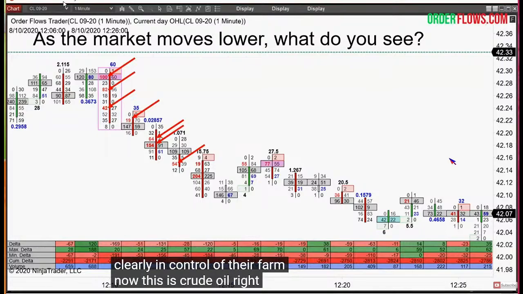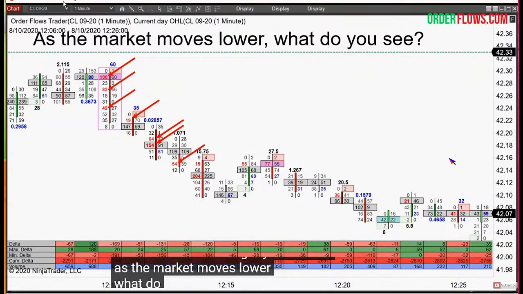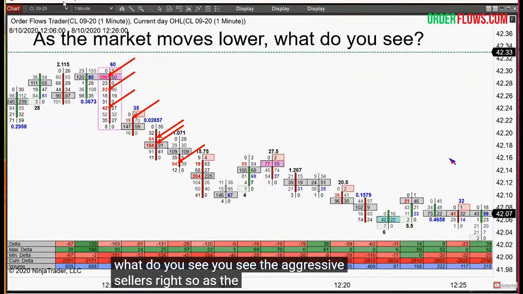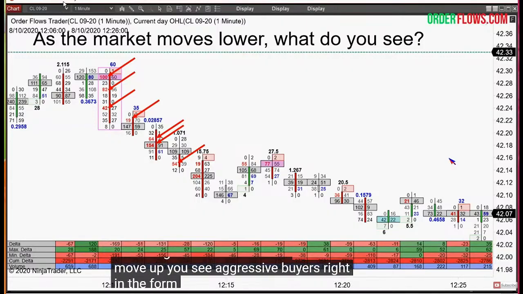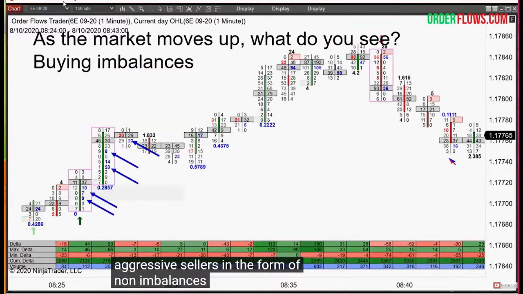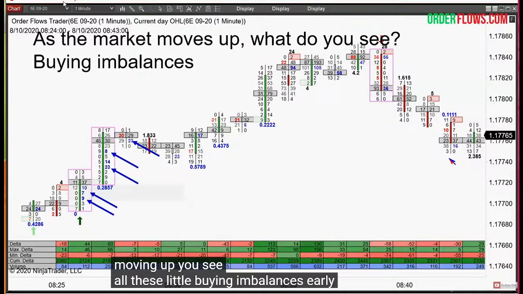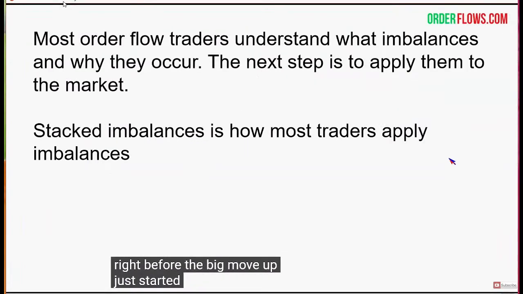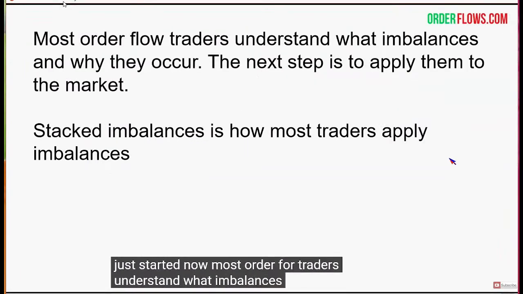Now, this is crude oil, right? You can see as the market moves lower, what do you see? You see the aggressive sellers, right? So as the markets move up, you see aggressive buyers, right, in the form of buying imbalances, and as the markets move down, you see aggressive sellers in the form of selling imbalances. Right? Here's the market moving up, and you see all of these little buying imbalances early, right before the big move up just started. Now, most Oracle traders understand what imbalances are and why they occur.